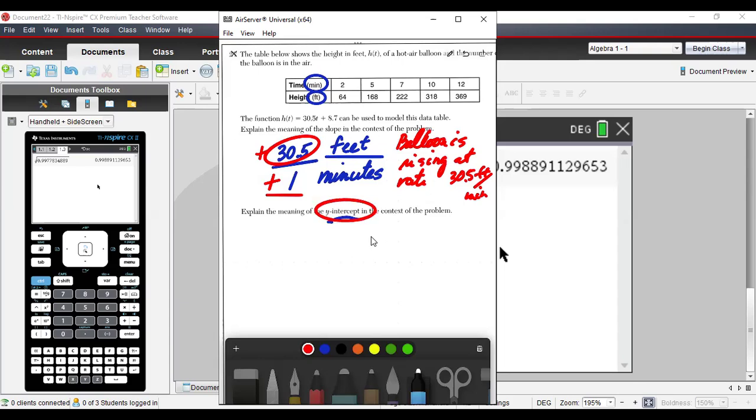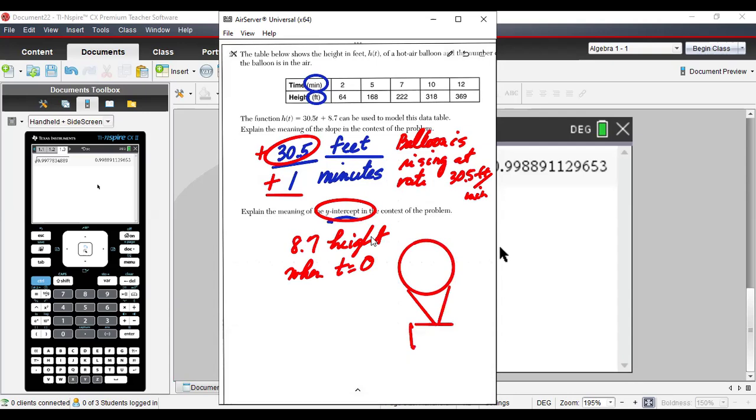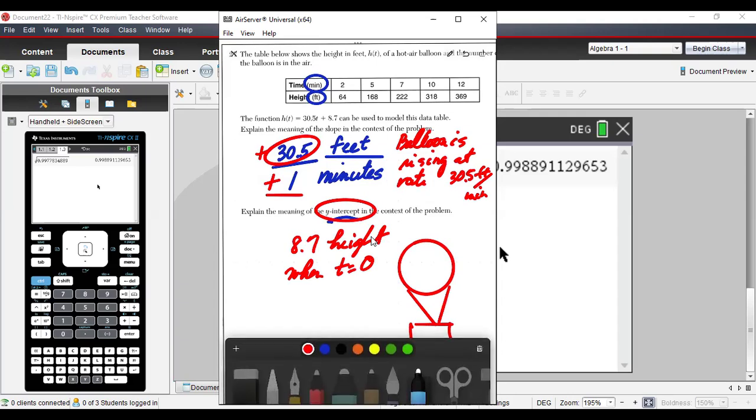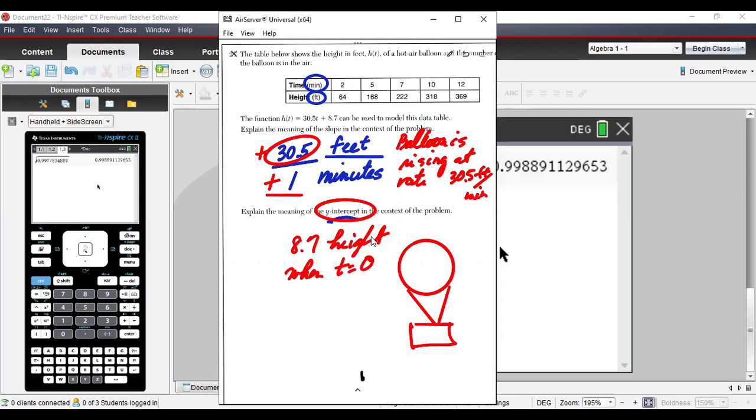Now, what does the y-intercept mean? Well, the y-intercept is 8.7, and that simply means when t is 0, that's the height of the balloon. So before we even release the balloon, it's at a height of 8.7. Basically, here's the balloon, here's the basket, and it's saying that the basket is not on the ground. So we're going to make some stairs. We have to climb these stairs, about 8 feet, almost 9 feet of stairs.